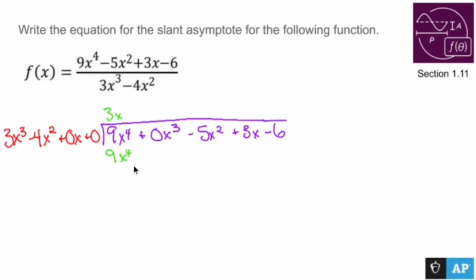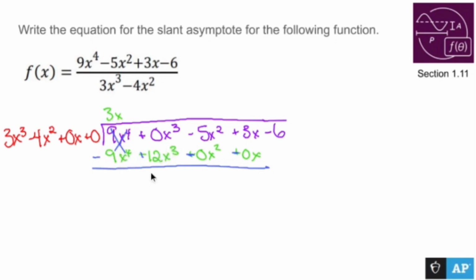3x times negative 4x squared is going to be negative 12x cubed, plus 0x squared, because 3 times 0, plus 0x. My bad. Now you subtract this entire row, which means you flip the signs of everything in here. This will disappear.